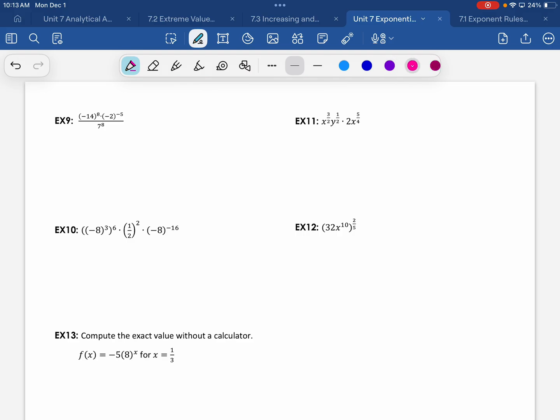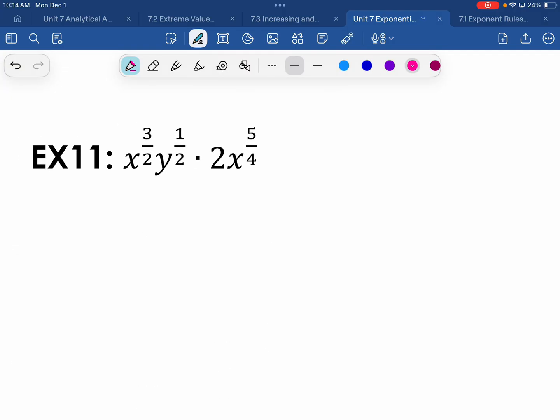I am not going to do example 9 or 10 because they're all numbers and on your midterm you can use a calculator. You could just type all of that in your calculator, but you also could simplify using exponent rules. But I do want to talk about 11, because 11 looks crazy with all the fractions and exponents. But all we're doing is multiplying.